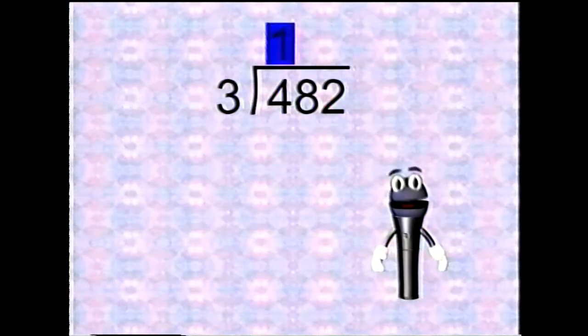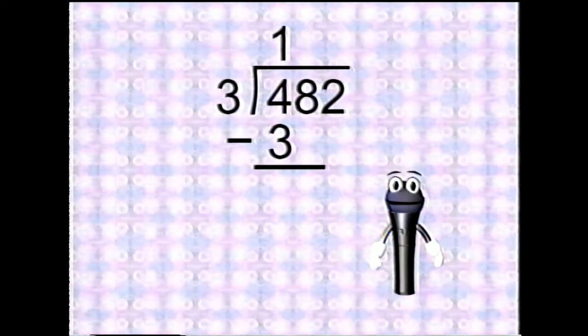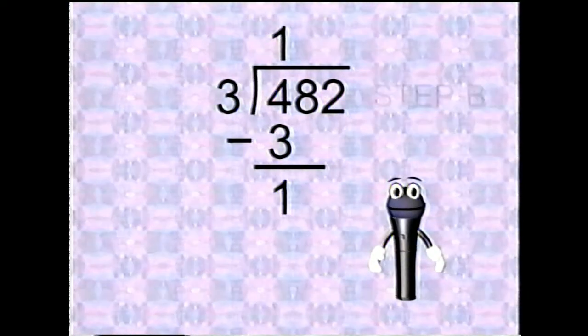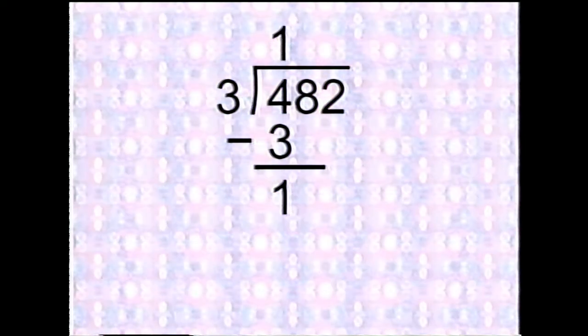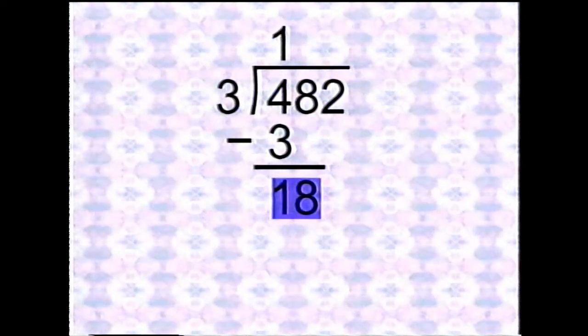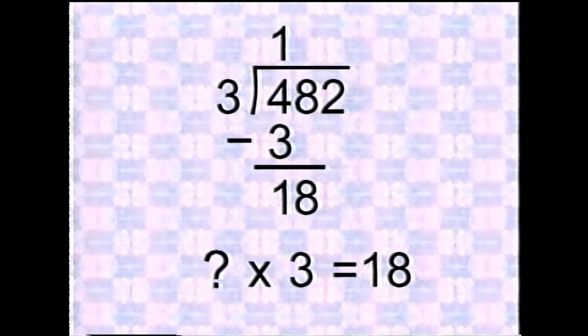3 times 1 is 3. Subtract 3 from 4 underneath the problem as shown. 1 is left over. Step B. We bring the 8 down as shown. Now we are dividing 18 by 3. What number times 3 equals 18?